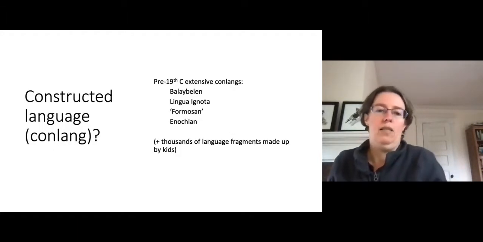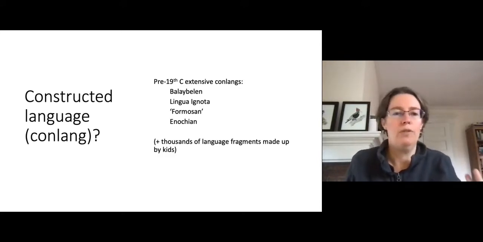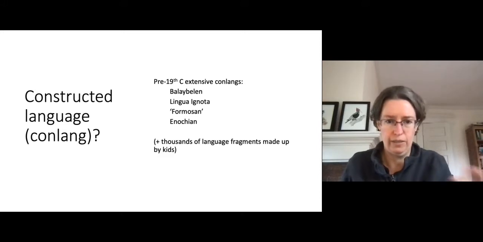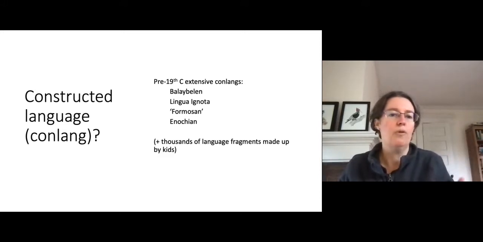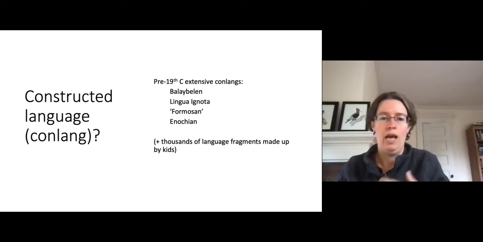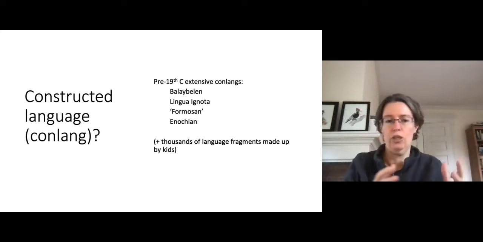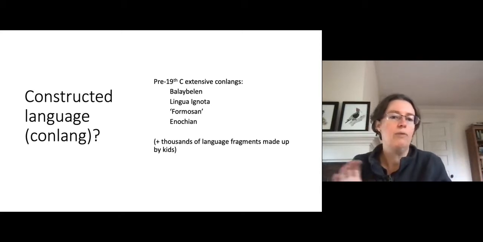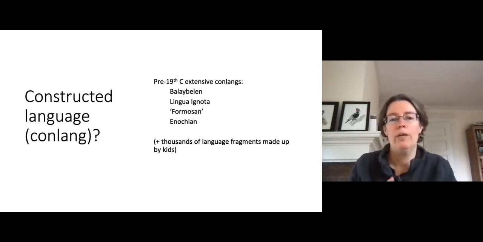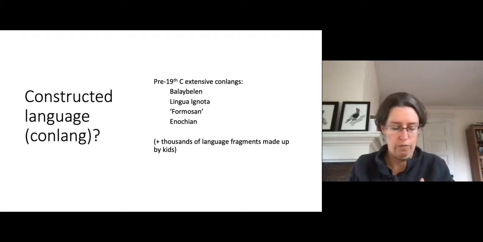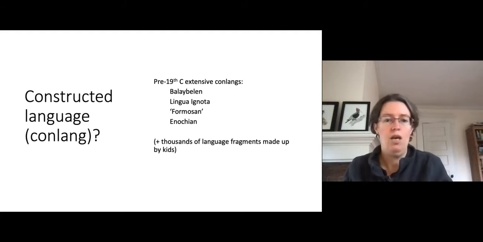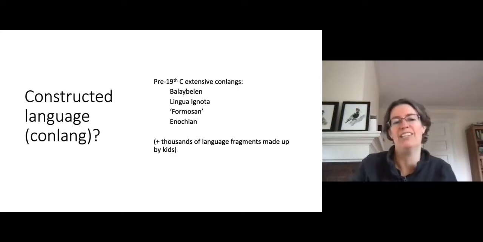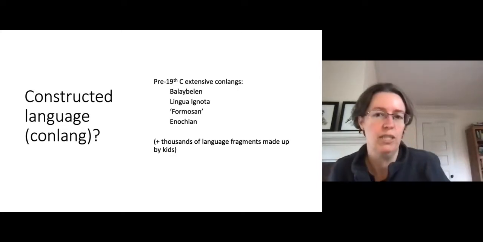I want to talk about conlangs next. We do have a number of pre-19th century conlangs that have extensive material. Four of them are Balai Belen, which is a Turkish, Arabic, Persian lexicon used as a Sufi mystic language. We have Lingua Ignota, which was invented by Hildegard of Bingen. We have Formosan, which was invented in the early 1700s, based on English. And we have Enochian as well, which was John Dee and Edward Kelly's angelic language. And of course, we have a number of language fragments made up by kids the world over, etc. But those are not documented, unfortunately.